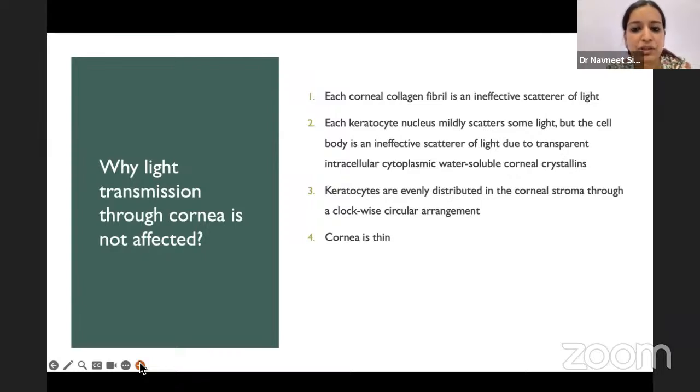Keratocytes are also evenly distributed in the corneal stroma in a lamellar, clockwise circular arrangement. This also inhibits scattering of light rays. And the fourth point is that the cornea is a thin structure. It is not thick enough to cause scattering of light.